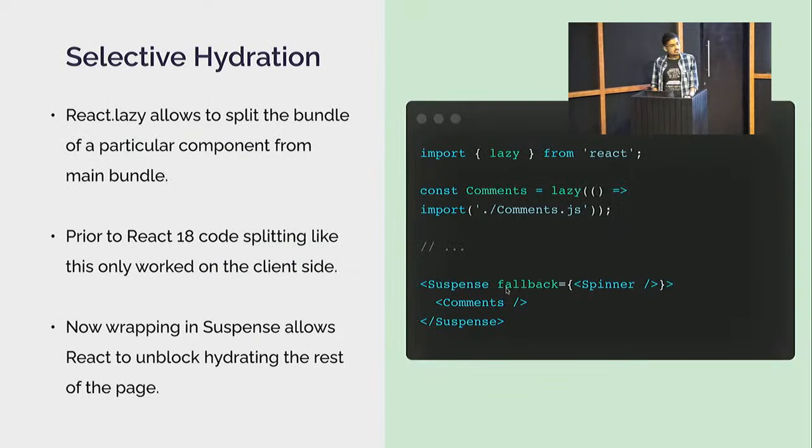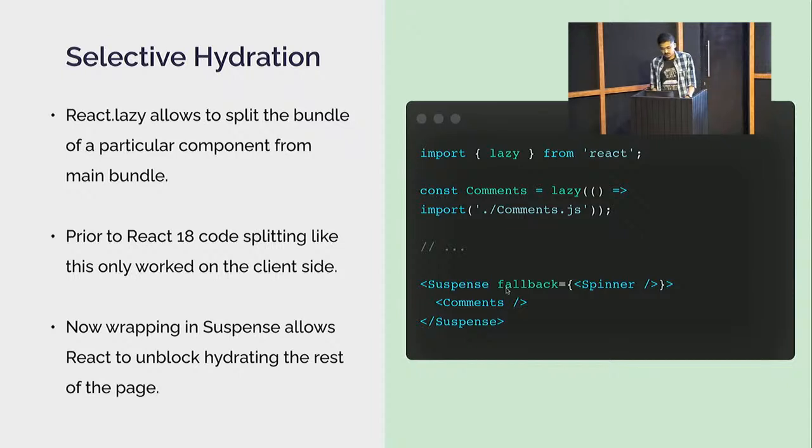The next thing is selective hydration. If you have ever built a React app, you must have used React.lazy. React.lazy allows you to split the bundle of a particular component from the main bundle. Prior to React 18, code splitting with React.lazy only worked on the client side, so you couldn't do it on the server. You had to do the whole renderToString and then convert the HTML output.